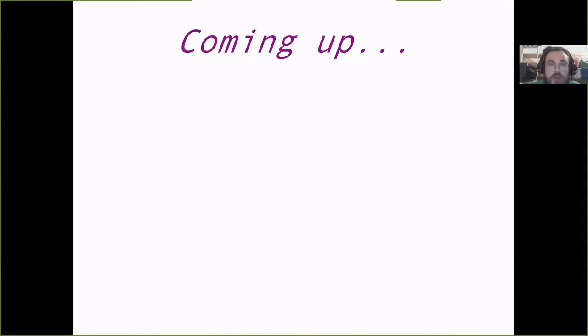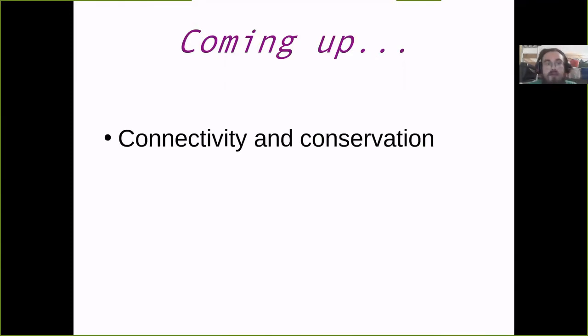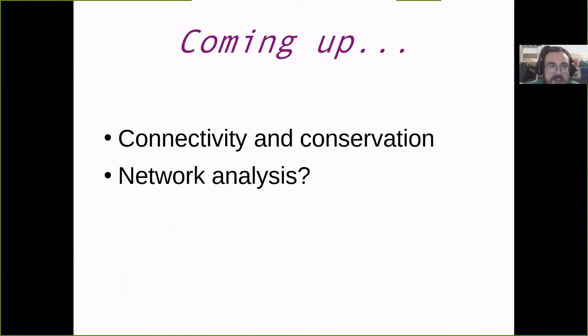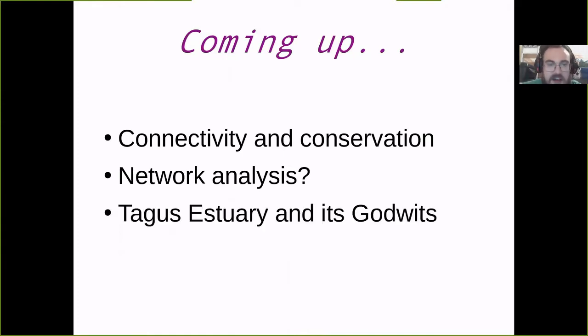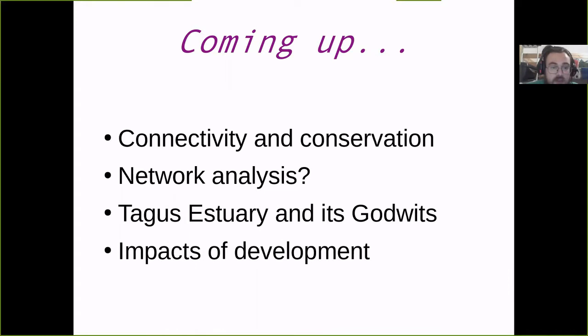So in this talk, I will quickly talk about connectivity and conservation and the connections between the two. I'm going to briefly explain network analysis because I expect not everybody is enormously familiar with it. Then I'm going to introduce you to the Tagus Estuary, where I live, and the species that I study, the Black-tailed Godwits. And then finally, we're going to look at assessing some impacts of development in this system.